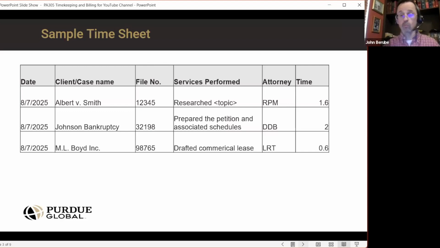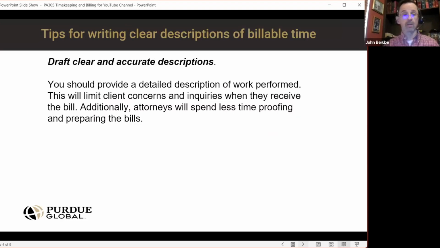You can also talk to your supervising attorney about how you either round up or round down when putting things into tenths of an hour. Now we want to focus a little bit of attention on that description column. So we want to make sure that we're always drafting clear and accurate descriptions. It serves two important purposes.